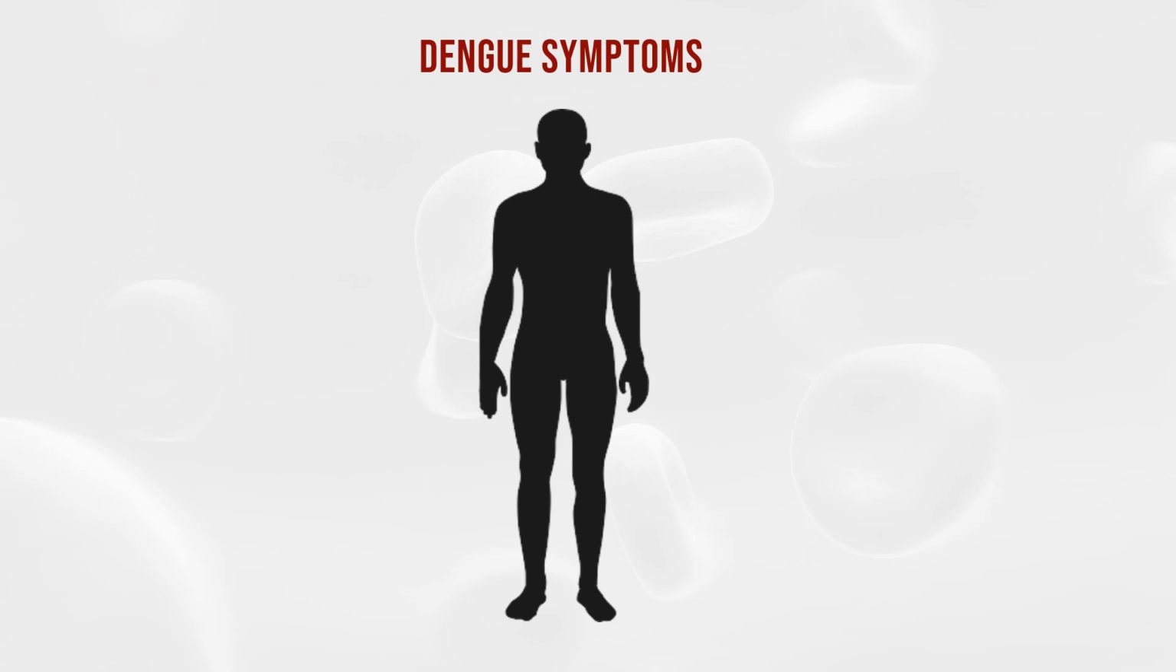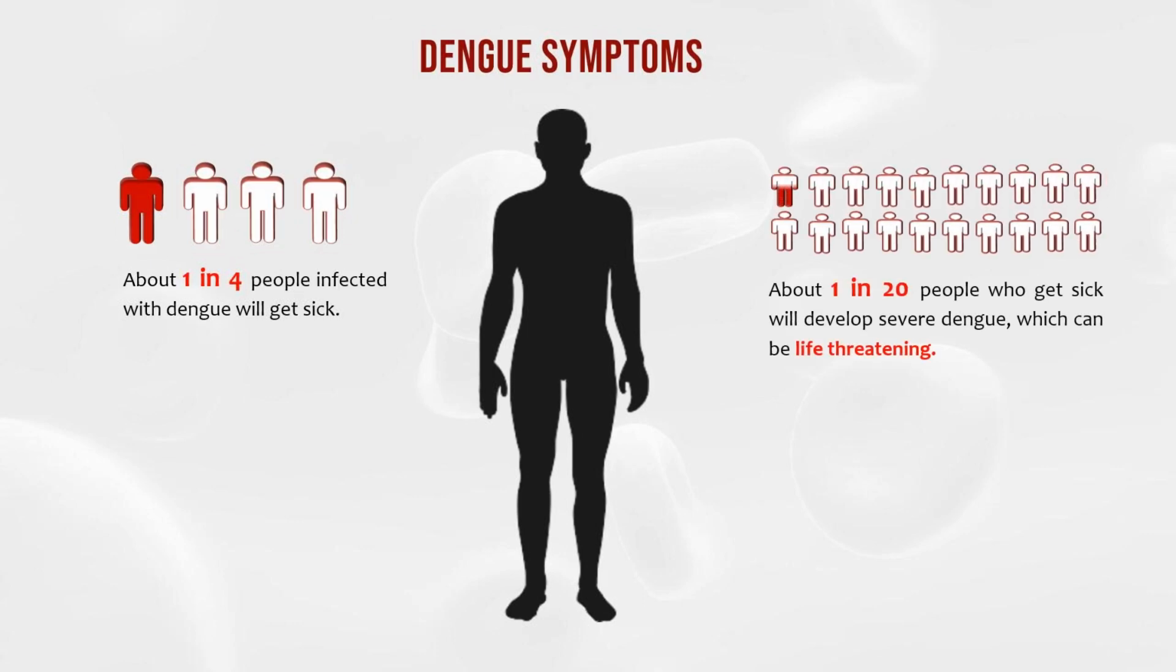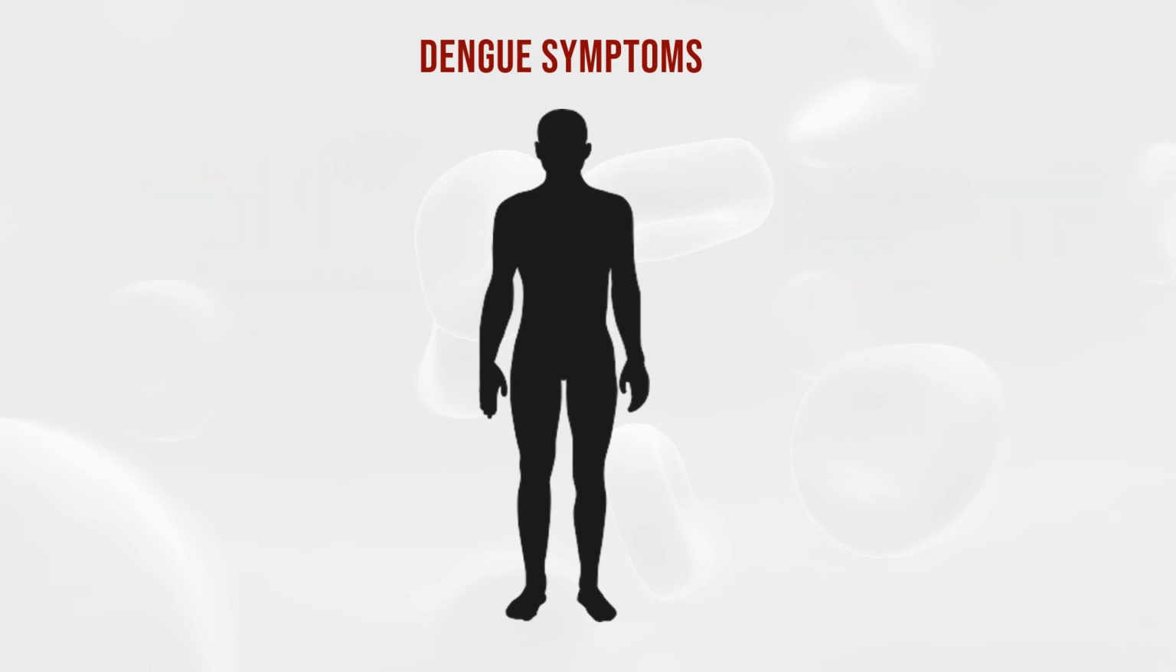It typically takes 4 to 5 days after being infected for a person to develop symptoms, which can last for a week or longer. According to the data from the Centers for Disease Control and Prevention, about 1 in 4 people infected with dengue will get sick. Meanwhile, about 1 in 20 people who get sick will develop severe dengue, which symptoms can be life-threatening. Now, what are these symptoms?